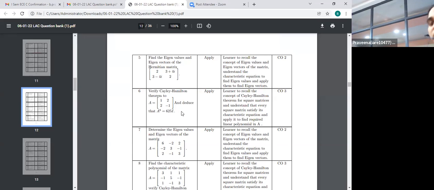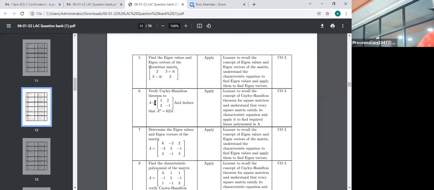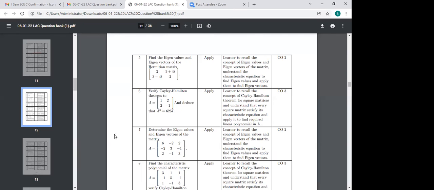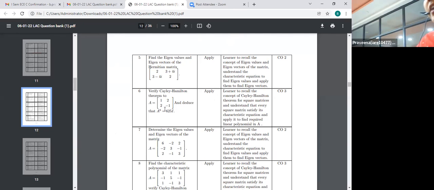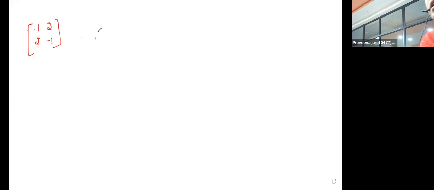Copied all? Sixth question. If it is finished, I'll stop this share and take the whiteboard. Okay, I'll take the board. Tell me the matrix for that. Verify the Cayley-Hamilton theorem for the matrix [1 2; 2 -1], and deduce that A power 8 is equal to 625 into I.